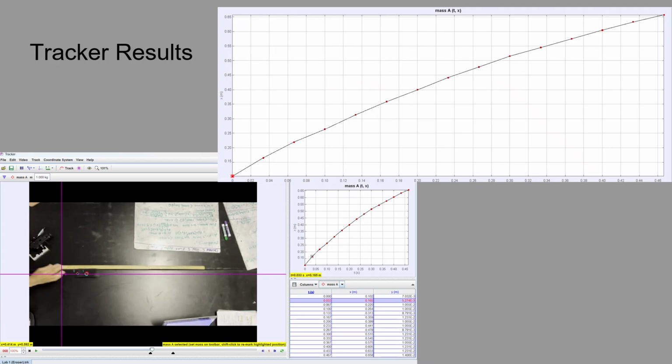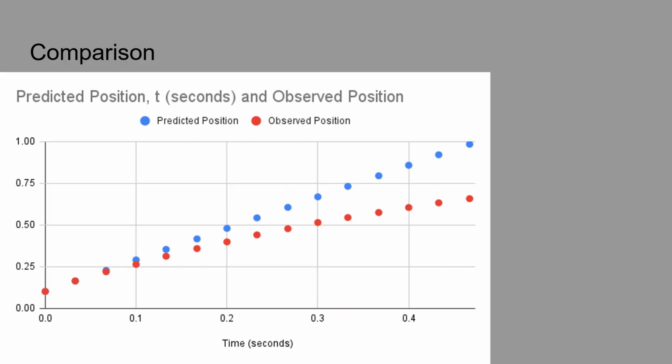These are the data points that we got from using Tracker plotted on a position over time graph. This graph compares the predicted position to our observed position. The predicted position would be the eraser actually moving at constant velocity, while the observed position is what we actually see in the video. You can tell through the plots on the graph here, the distance between them, that our eraser was not actually moving at constant velocity as we would have hoped through the recording of the video.